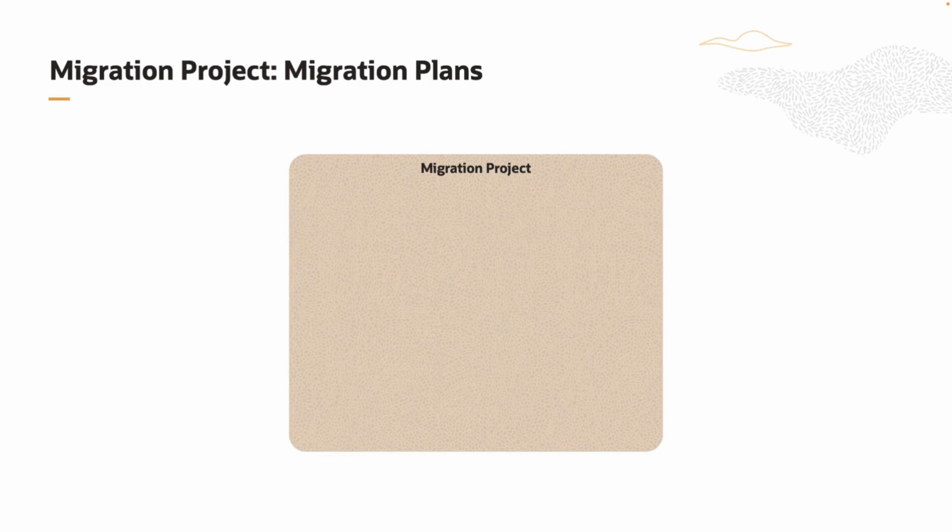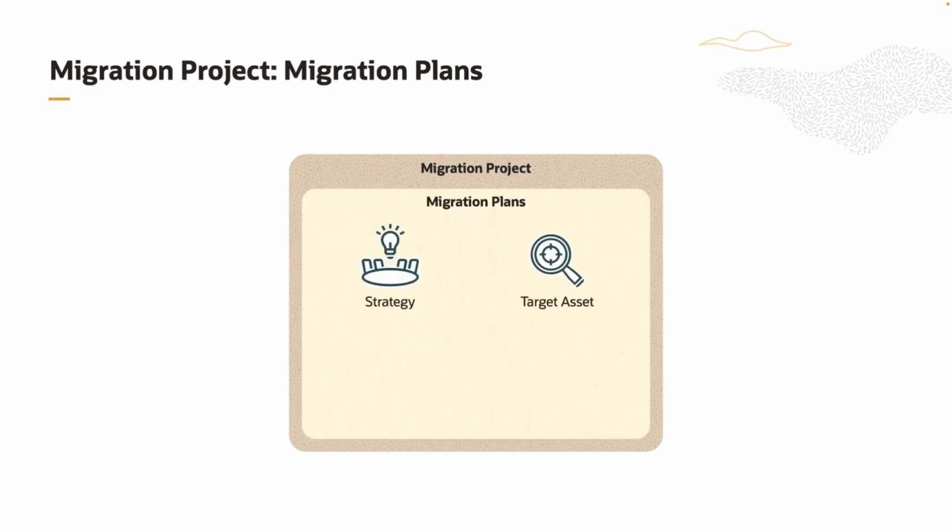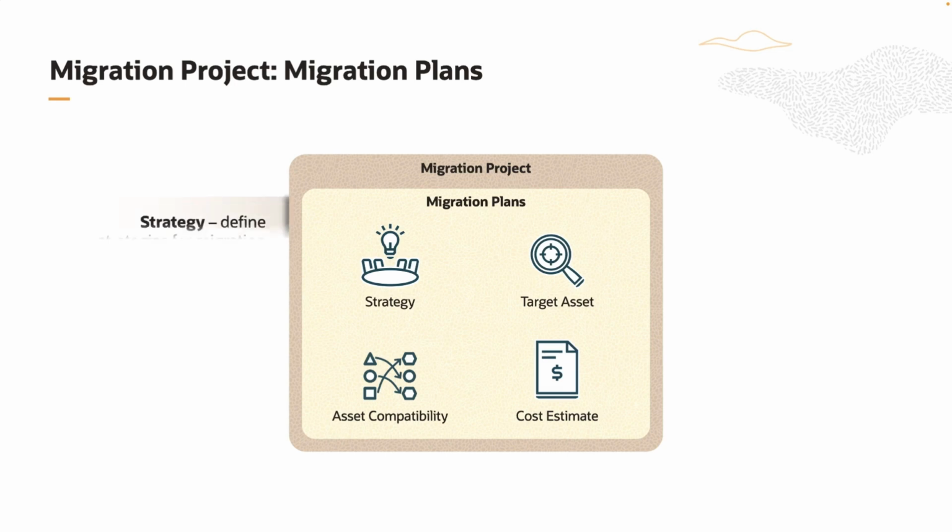Migration plan is a detailed mapping of those discovered assets into target assets of OCI. You can create multiple migration plans for each migration project, and there are certain features that allow you to efficiently plan and assess the migration. The first feature is about defining migration strategies.